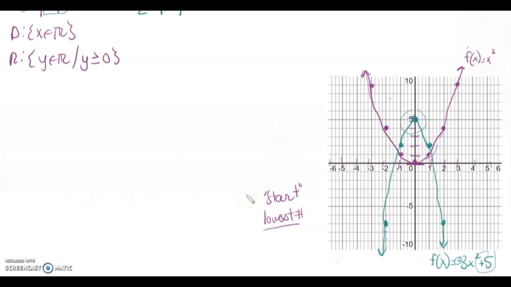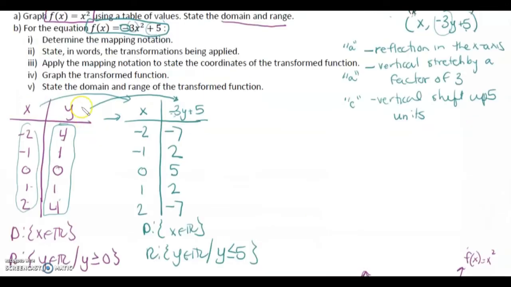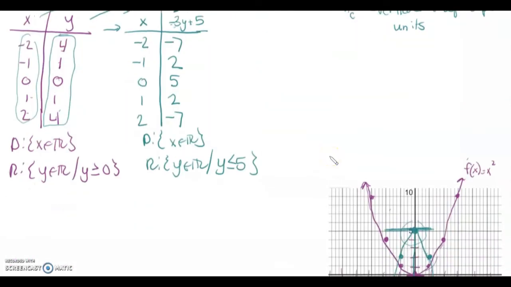Okay, now domain and range. So the domain on any quadratic is going to be x ∈ R. And then the range on the quadratic is going to reference where the vertex is. So the vertex starts at 5, or is at 5. And then because it opens down, we're going to go y is less than or equal to 5. Okay, because the numbers are getting less than 5. Okay, and that's it.